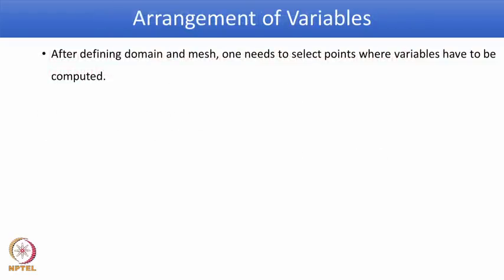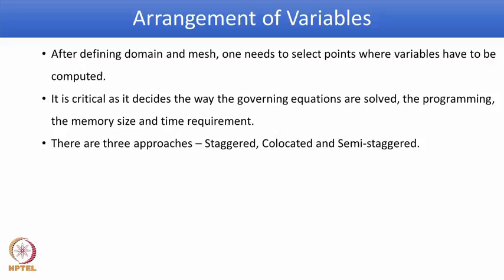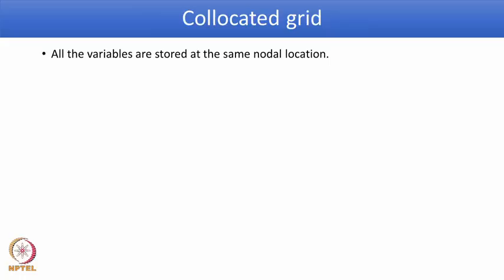With regard to variables, once you define the domain and mesh, then we need to select points where variables have to be computed. It is critical because it decides the way governing equations are solved, the programming easiness, memory requirement, and overall computational time requirement. There are three approaches in general: what is known as a staggered grid, collocated grid, and semi staggered grid. Let us look at them one by one.